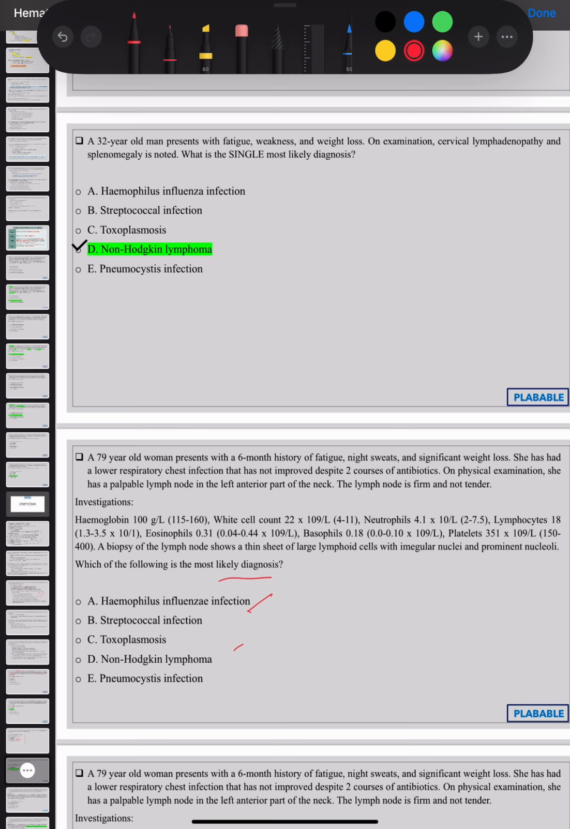So, a biopsy, last line. The biopsy shows a lymph node has a thin sheet of large lymphoid cells with irregular nuclei and prominent nucleoli. What is the most important diagnosis? The most important thing is you have to look at the stem. The last line is saying large and irregular nuclei and prominent nucleoli. That just goes towards non-Hodgkin lymphoma.